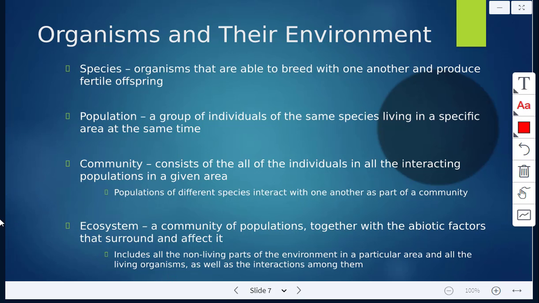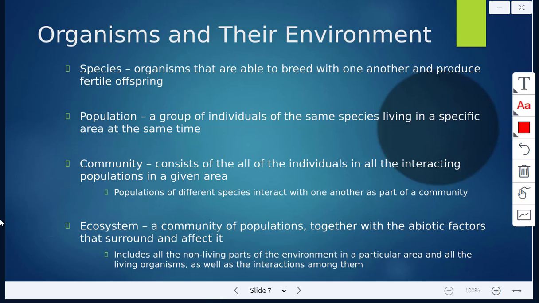All right, and then we're going to get into a little bit about levels, the levels in ecosystems. So we'll start with species. So these are organisms that are able to breed with one another and produce fertile offspring. And then species can form a population. So this is a group of individuals of the same species living in a specific area at the same time.